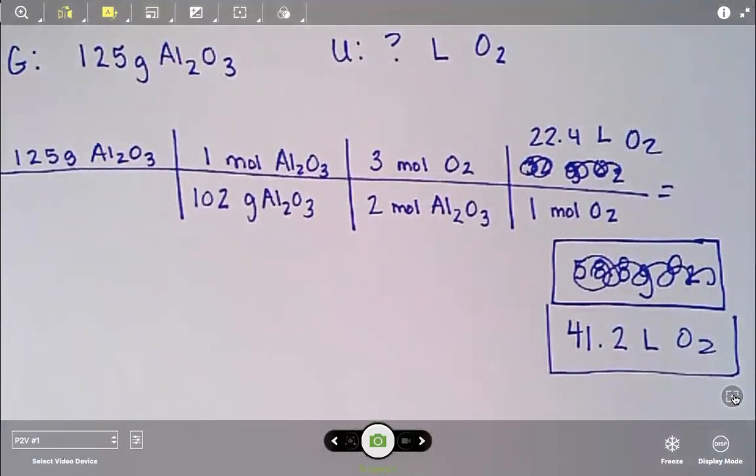125 times 3 times 22.4 equals 8,400 divided by 102 times 2 close parenthesis. I do, yes. That's it.